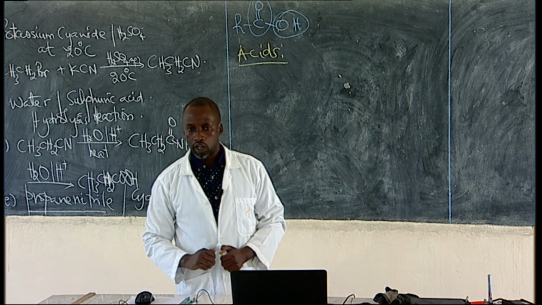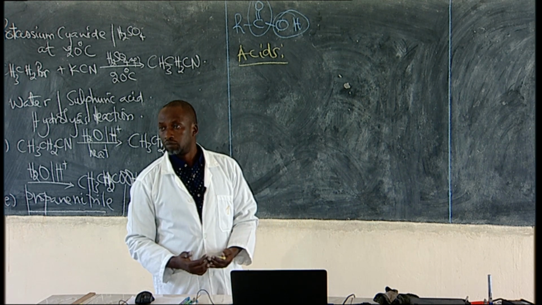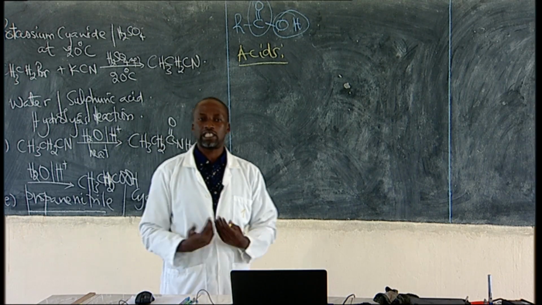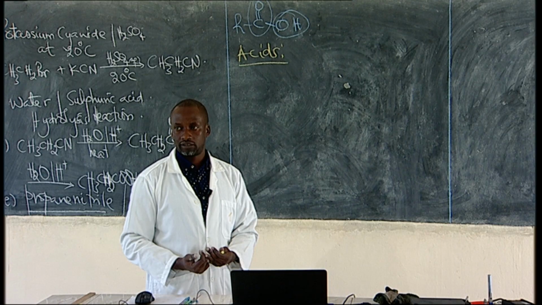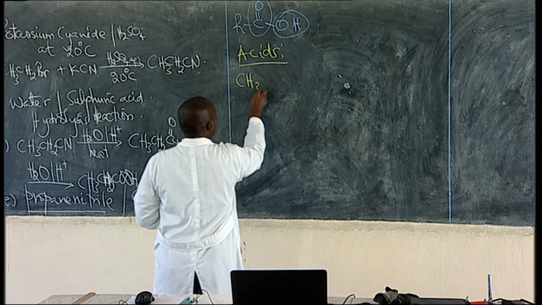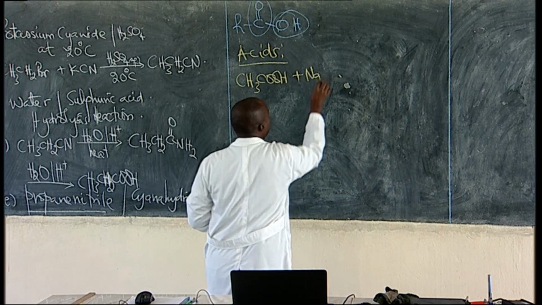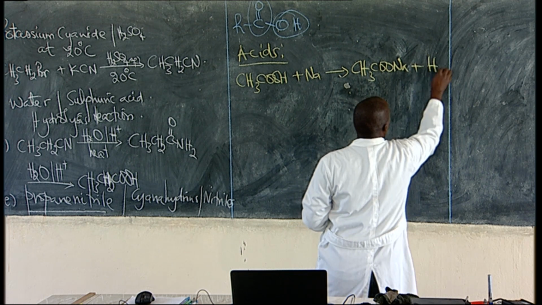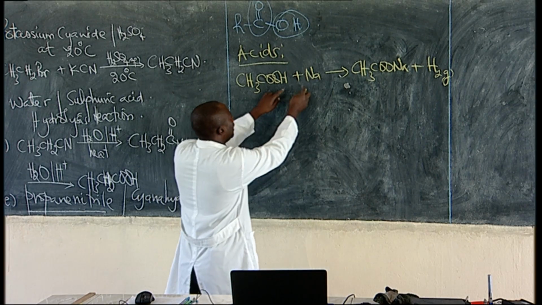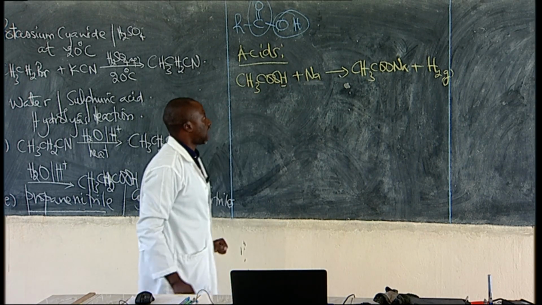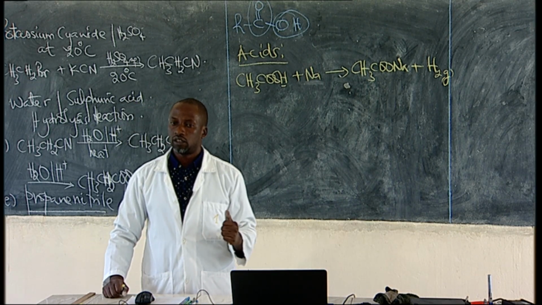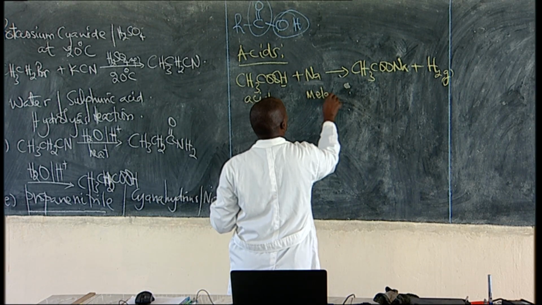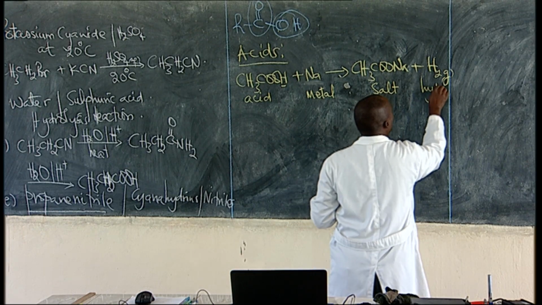For example, when carboxylic acids react with metals, this carboxylic acid is behaving as an acid, like other mineral acids. So if you have ethanoic acid combining with sodium metal and forming sodium ethanoate plus hydrogen gas, you see that the sodium is substituting the hydrogen, so it is displacing it from the acid. So the hydrogen is displaced.